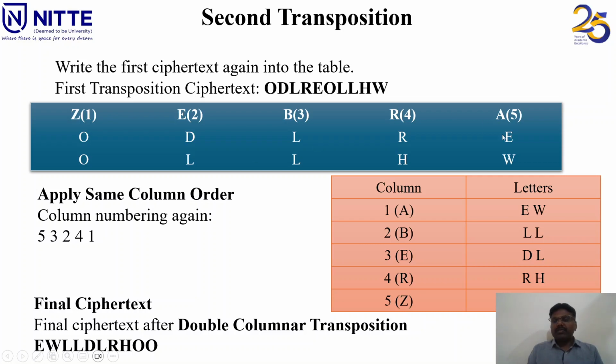The fifth column is EW. Then the third column LL. The second column is DL. The fourth column is RH, and the first column is OO. So finally, after the double columnar transposition, we get one more ciphertext, that is EW LL DL RH OO. So in this way, the more the number of transpositions, the stronger the ciphertext becomes. It becomes difficult to perform analysis.